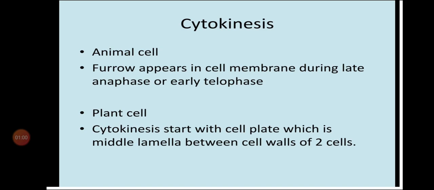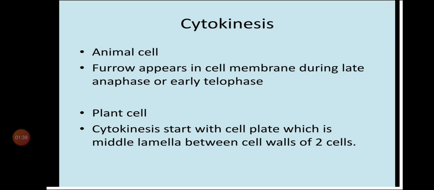What do you mean by cytokinesis? Cytokinesis means the division of cytoplasm into 2 daughter cells. That process is known as cytokinesis. I repeat, the division of cytoplasm into 2 daughter cells is called cytokinesis. The division starts with the constriction. This constriction gradually deepens and ultimately joins in the center, dividing into 2 daughter cells. This process of division of cytoplasm is perpendicular to the spindle.